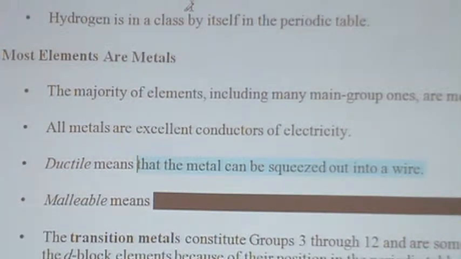All right, so all metals conduct electricity, as you saw in that great video with the guy doing the thing in the woods with the flute. So you can squeeze out metals into a wire.